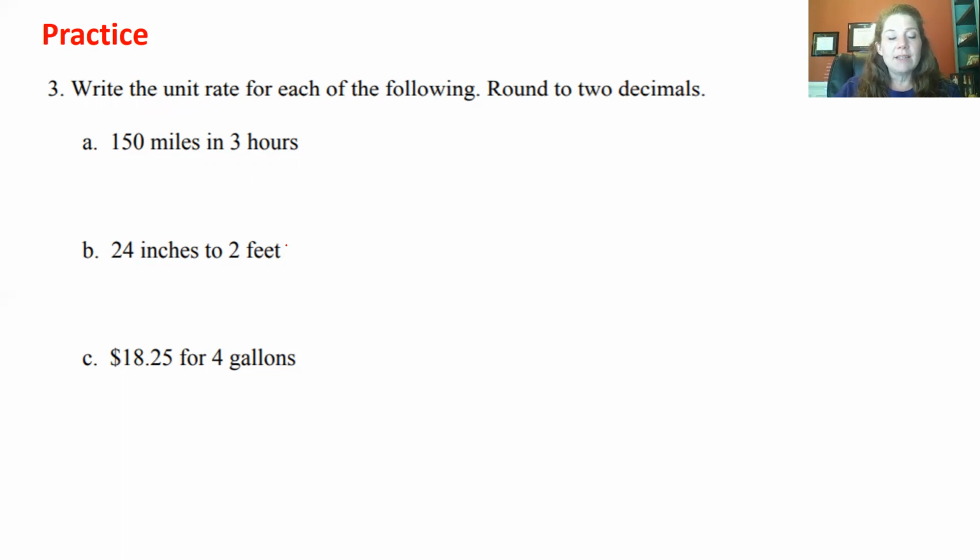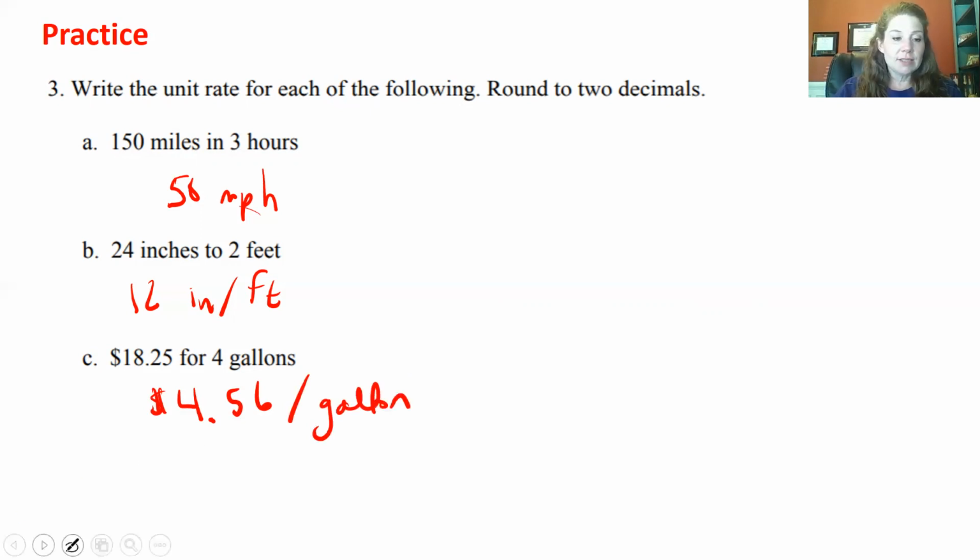So we would divide miles per hour. So I'm going to divide 150 divided by 3. So that would be 50 miles per hour. I could write it like that, or the slash. 24 inches to 2 feet would be 12 inches per foot, of course. And then we're going to divide our money by our quantity. So I get $4, and round it correctly, 56 cents per gallon.